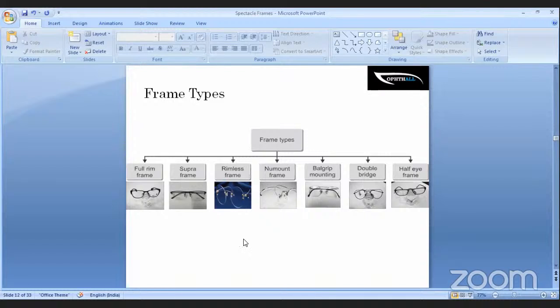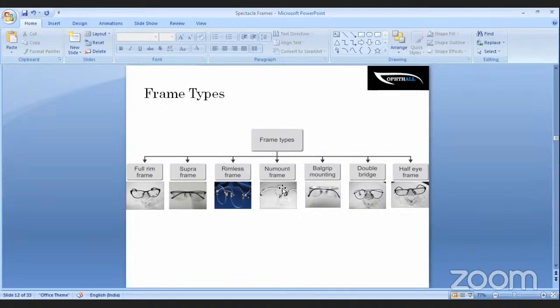Different types of frames are available in the industry. We have full rim frame, where we have the rim all around the lenses. We have supra frames, where we have the metal rims or plastic rims only at the top portion of the lenses, and at the bottom, the lenses are held with the help of nylon thread. Rimless, there is no rim. The lenses are either hanged with the help of screws or with some sort of plastic structures.